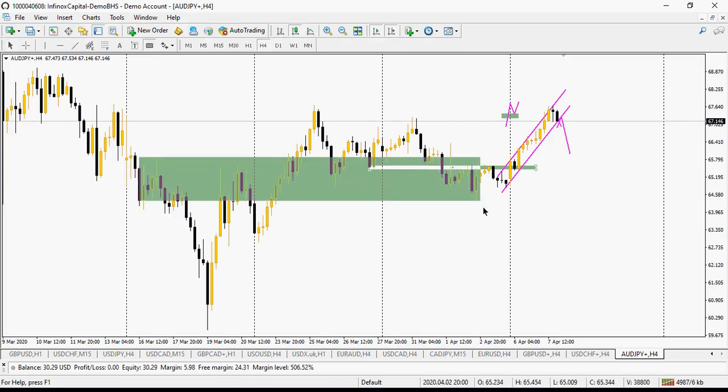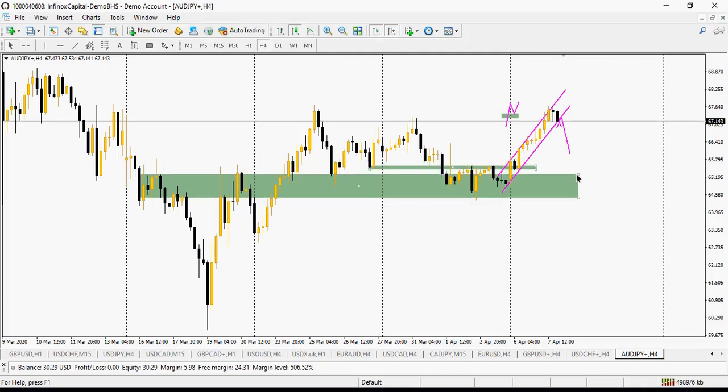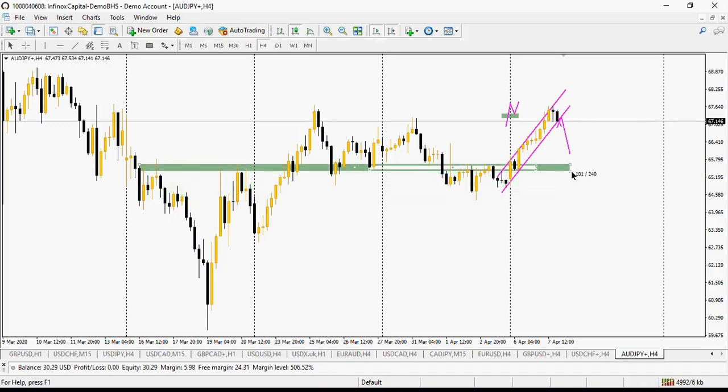We can see that there's an area of resistance and support right here. Let me get it out properly. This is resistance. Then it broke out, so we have a support here. And then it broke out again. Then we have resistance right here. Okay, broke out again. Look out right here.